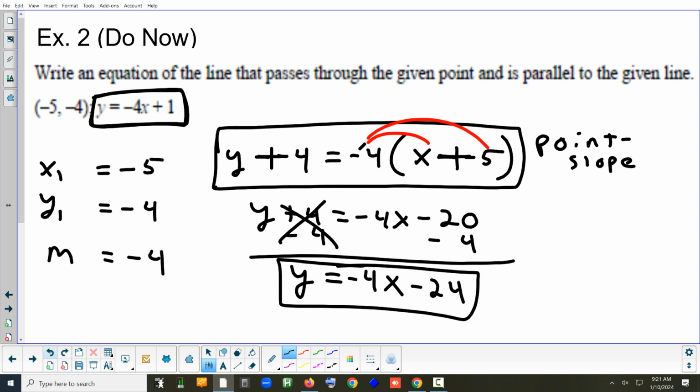And what's this called? This is not point slope. This is slope-intercept. Yep. Any question on that?